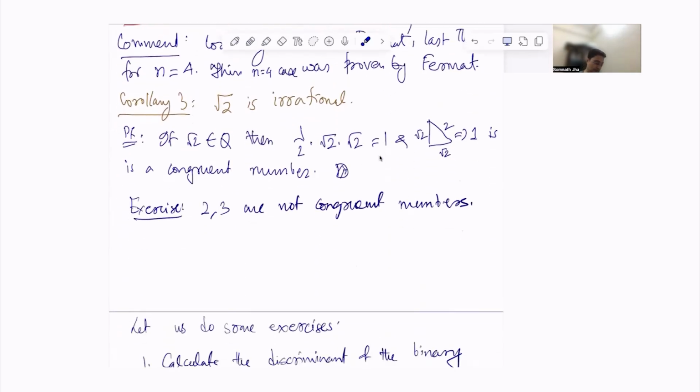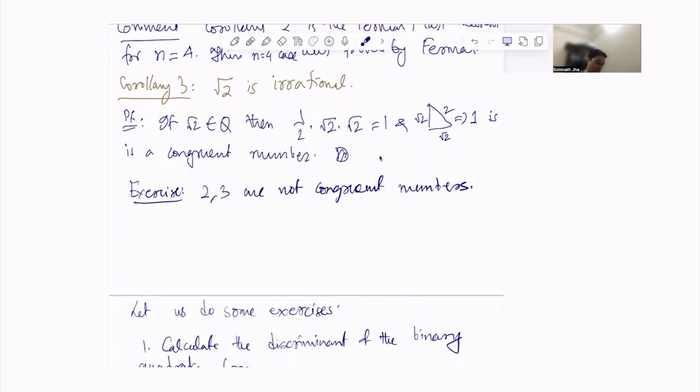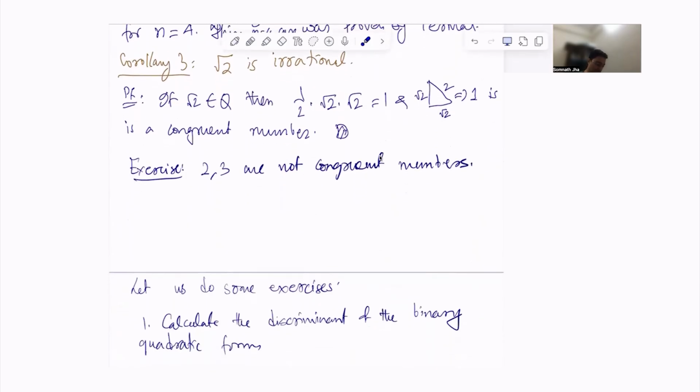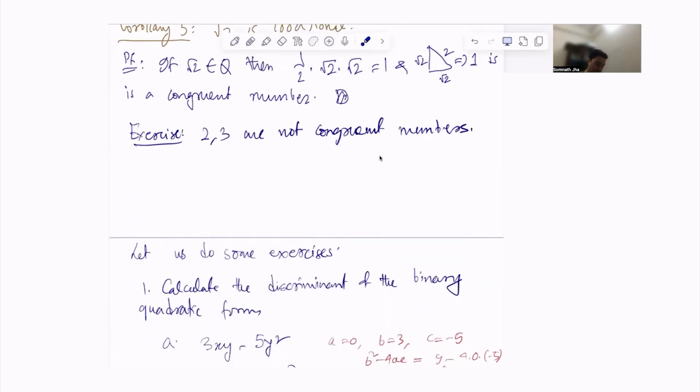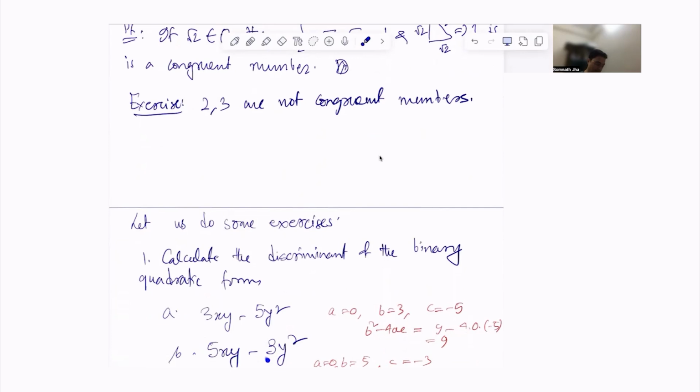So today, let us do some exercises before going to the other results. For example, calculate the discriminant of the binary quadratic forms. First exercise is 3xy minus 5y square, and 5xy minus 3y square. Calculate the discriminant. Here the binary quadratic form has a equal to 0, b equal to 3, and c equal to minus 5. So it is not in reduced form.